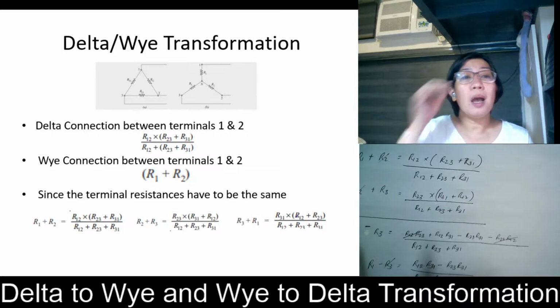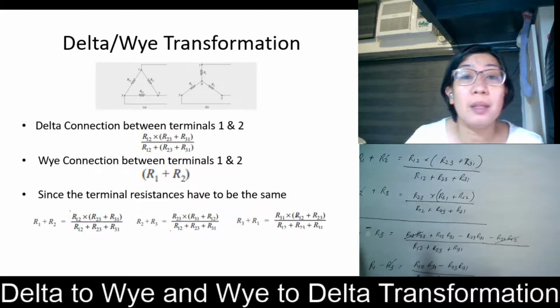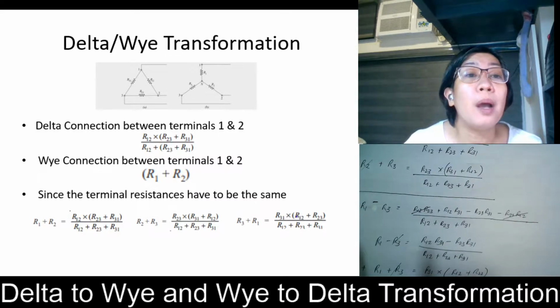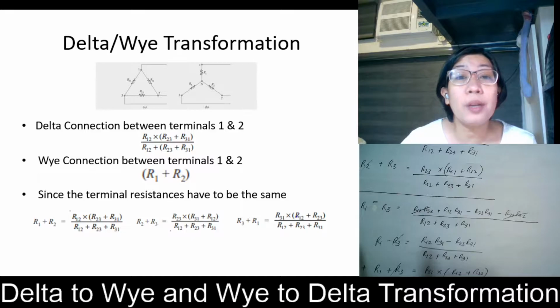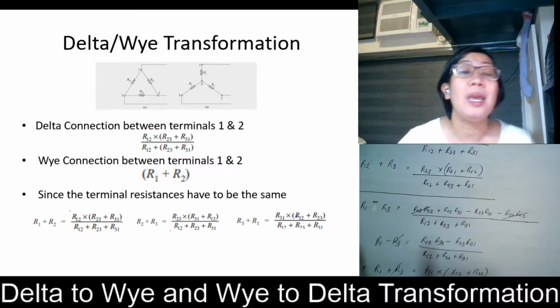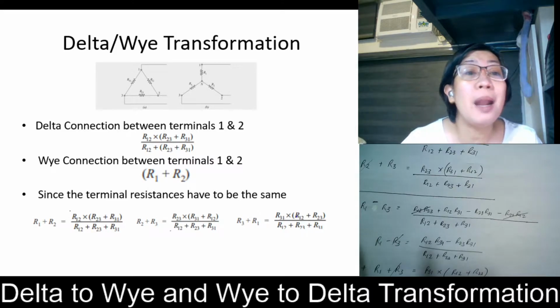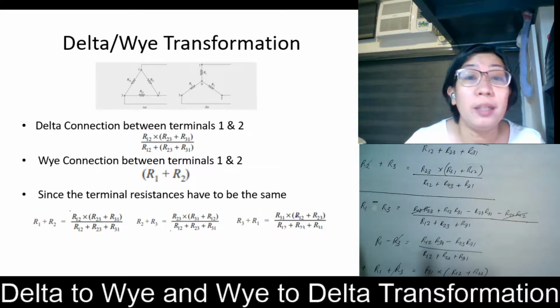So, we have the delta connection between terminals 1 and 2. We will be calling this terminal number 1 and this terminal number 2. What happens here is that we are seeing two parallel paths. So what are those two parallel paths that we are seeing? We are seeing R12, which is in parallel with the series combination of R23 and R31.